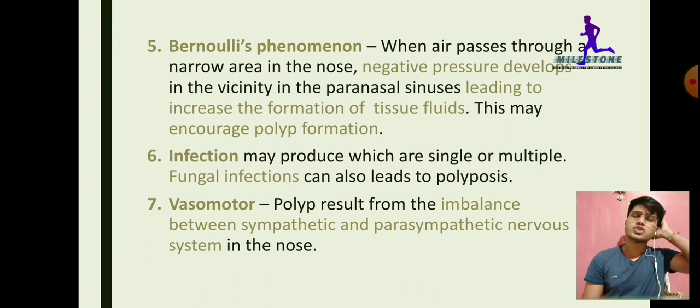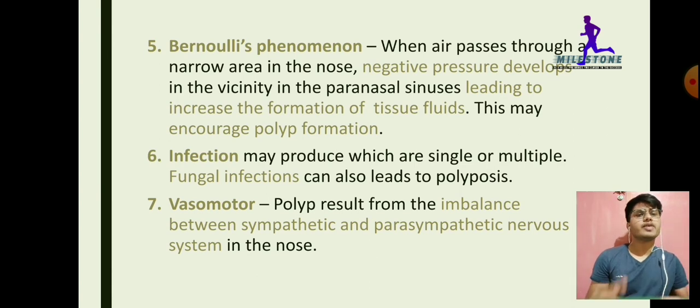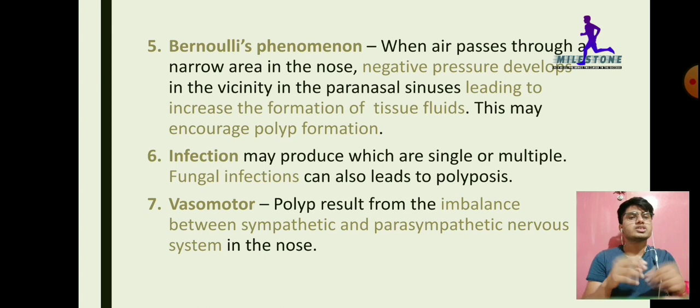Okay, so what it says is, whenever the air is passing through a narrow area, so whenever there is some kind of obstruction in the nose, or whenever the person is having a deviated nasal septum, DNS, the air is passing through the narrow space, and that creates a negative pressure in the vicinity of the paranasal sinuses, which causes some disturbance in the paranasal sinus mucosa, and that can cause ethmoidal sinus polyp.